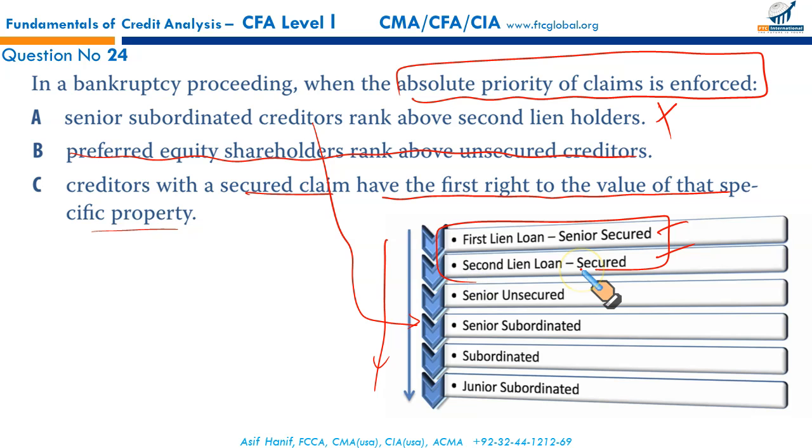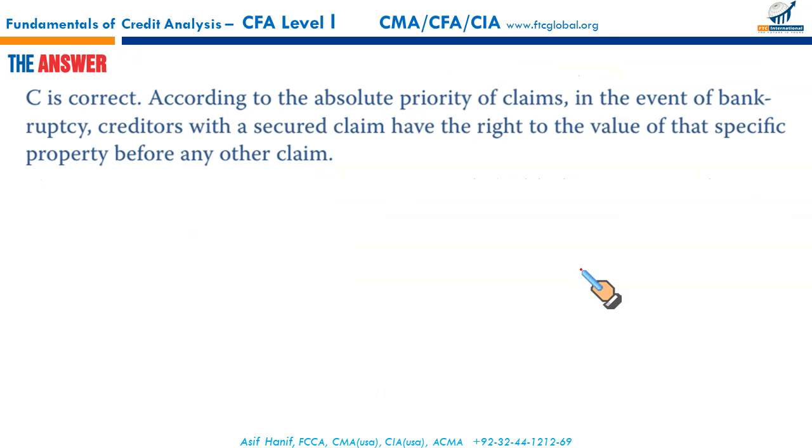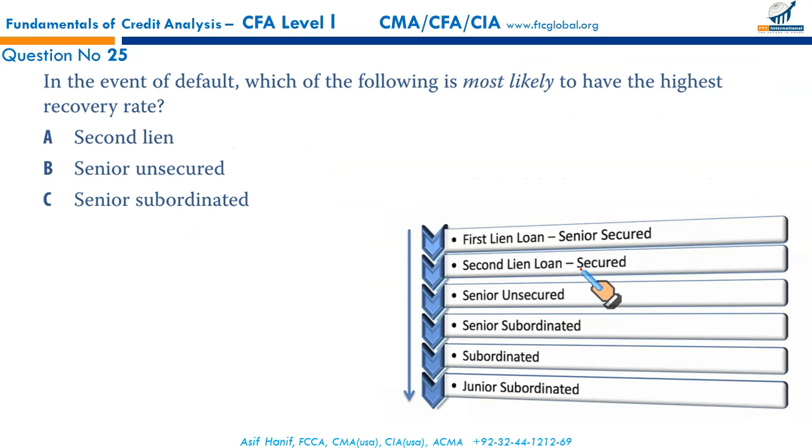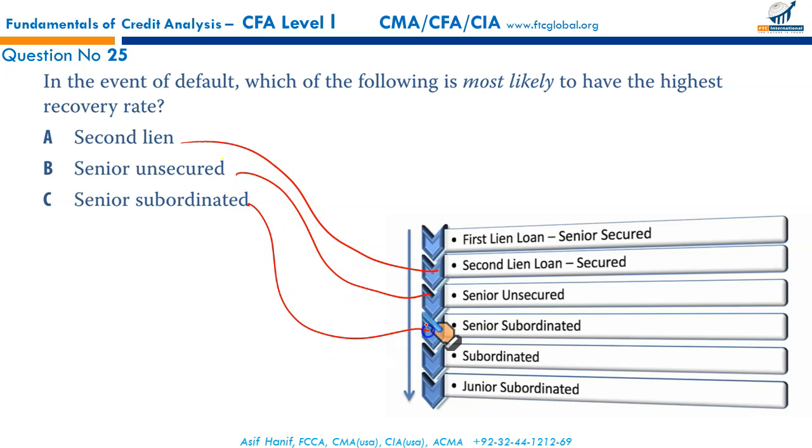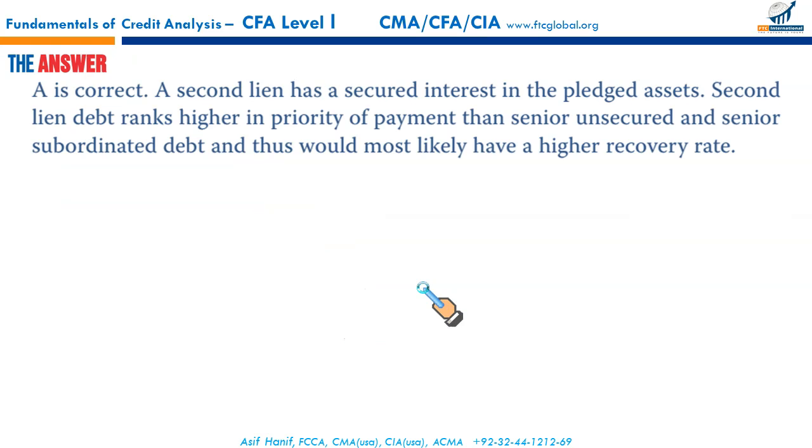That makes perfect sense, and that is why C is your correct option. Next, in the event of default, which of the following is most likely to have the highest recovery rate? The one that is at the top will have the highest recovery rate. Second lien here, senior unsecured here, and senior subordinated here. So amongst these, this is the one that will have the highest recovery rate in the event of default. So that makes A the correct option.